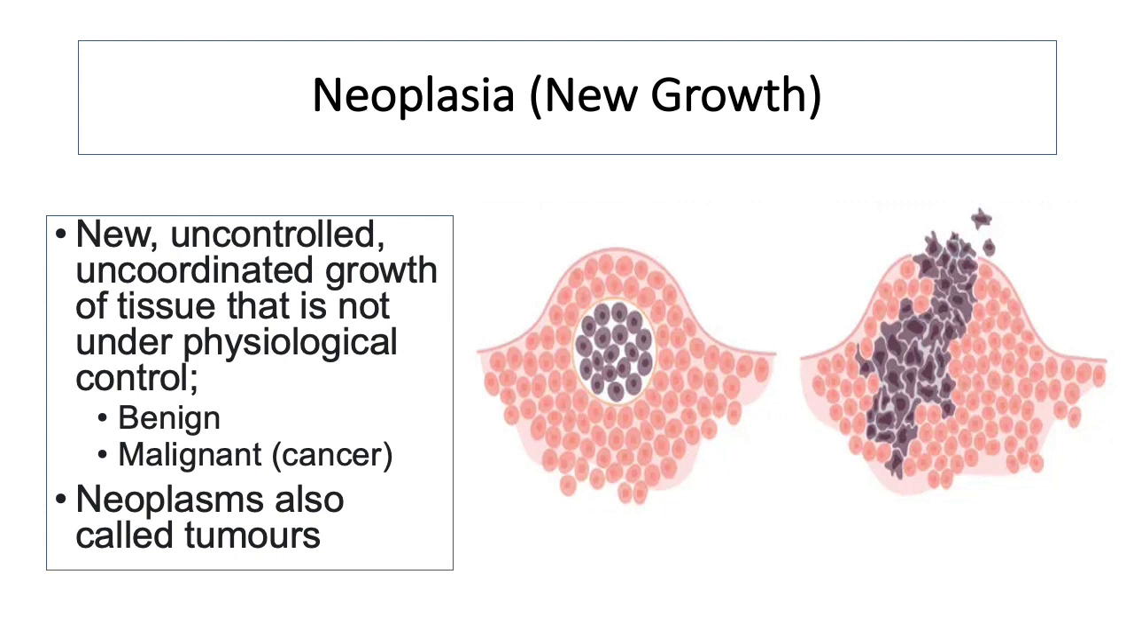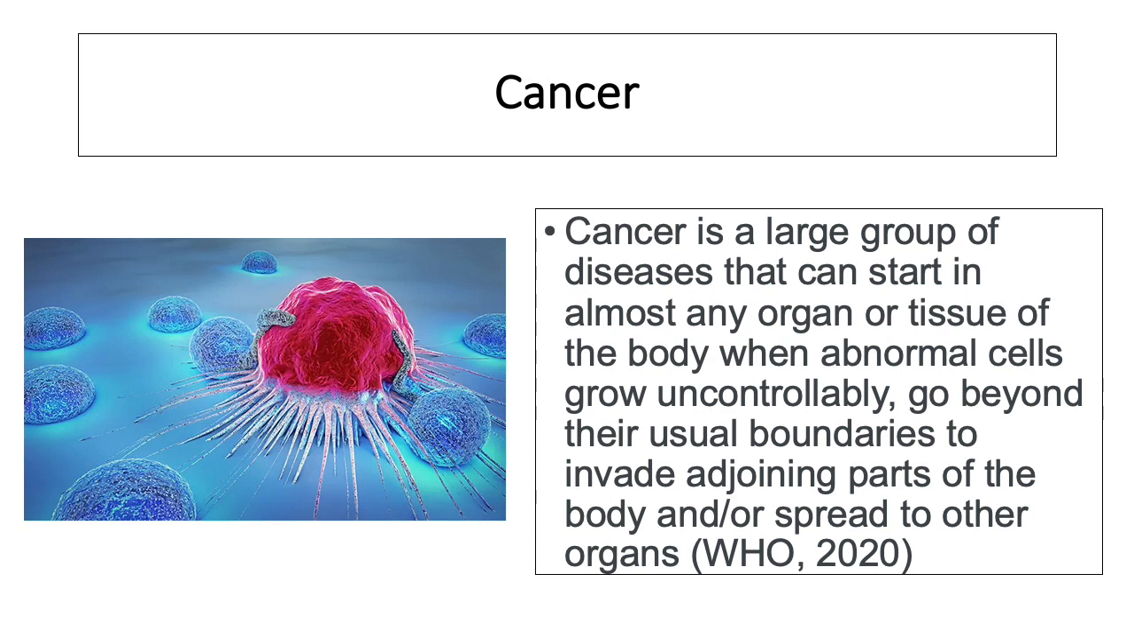Neoplasms are also referred to as tumors. Therefore tumors can either be benign or malignant, and we shall talk a bit more about what that means. Cancer is defined as a large group of diseases that can start in almost any organ or tissue of the body when abnormal cells grow uncontrollably and go beyond their usual boundaries to invade adjoining parts of the body and/or to spread to other organs. Whenever a tumor or neoplasia is called cancerous, it means that it has migrated from where it began and has probably spread to other parts of the body. But we shall talk more about this again later.